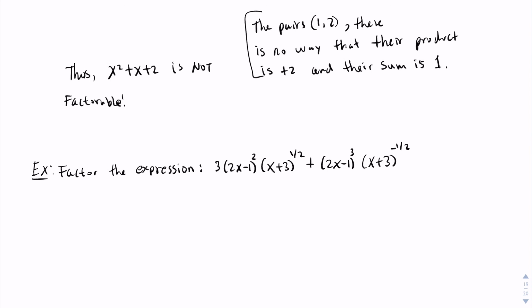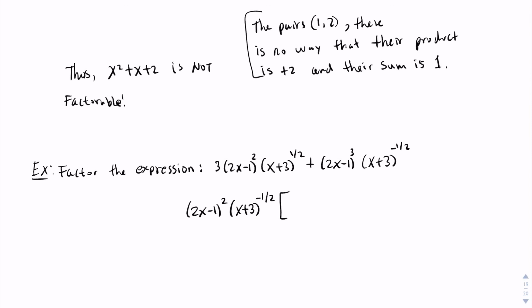In here you have a coefficient of 3. In here you have a coefficient of 1. So there is no way that you can factor out the 3 from that expression. 2x minus 1 has a power of 2 here and a power of 3 there. You can factor 2x minus 1 to the lowest power, in this case 2. What about x plus 3 to the 1/2 and x plus 3 to the negative 1/2? Again, we factor out the lowest power, x plus 3 to the negative 1/2. So what we are factoring out is 2x minus 1 to the second power times x plus 3 to the negative 1/2.